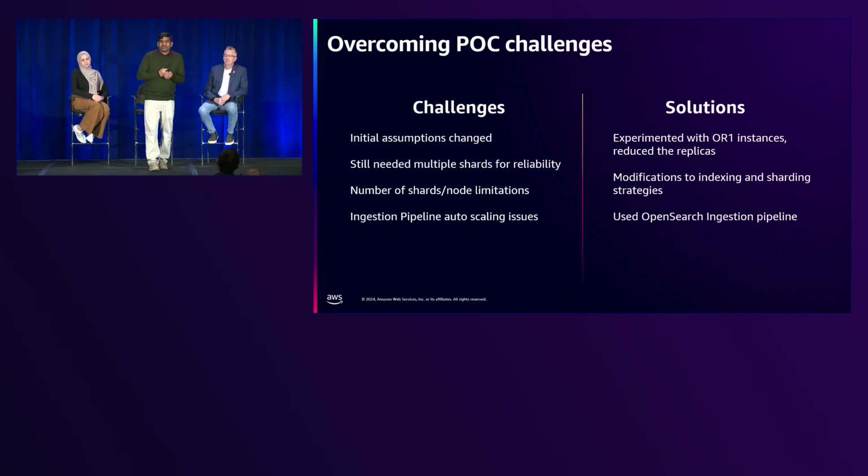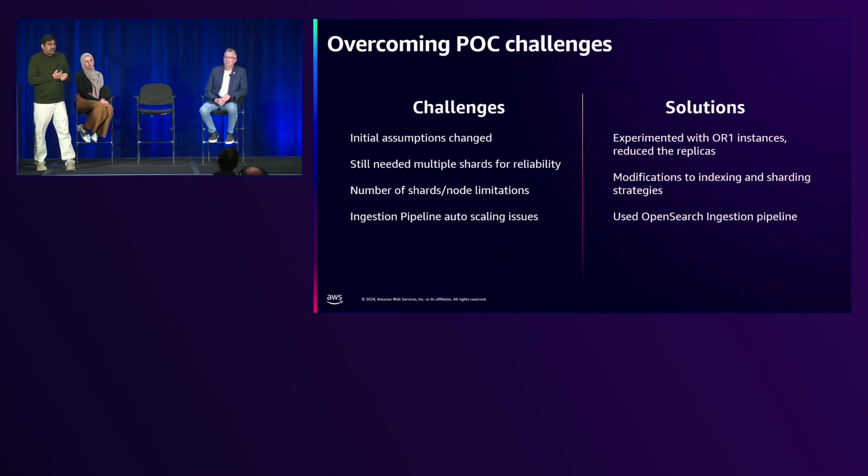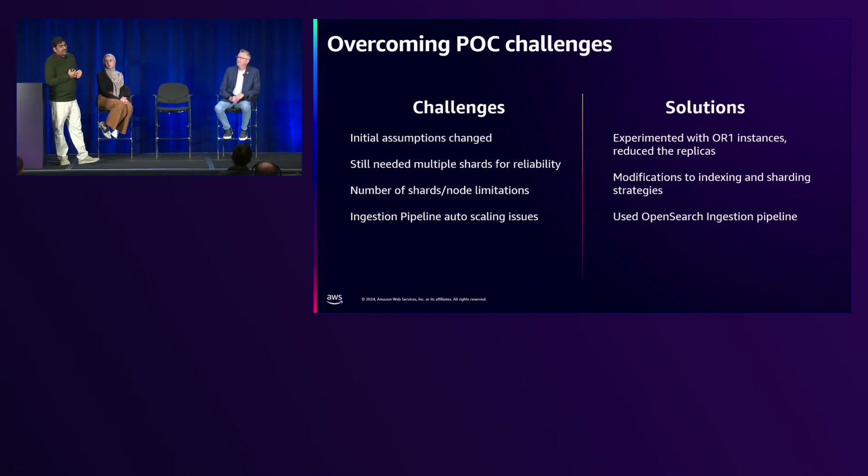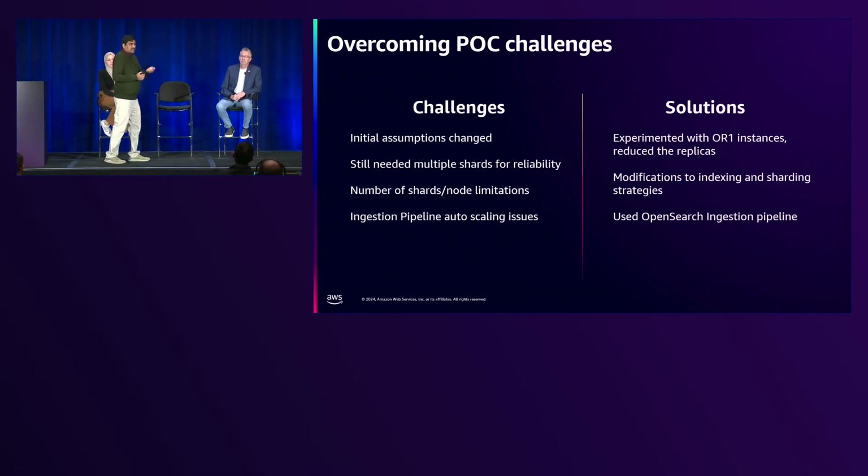That means we still need to use replicas. We need to have multiple shards for reliability, right? And then we re-architected our system such that we created many indexes so that we can search at a faster rate. However, we have hit the limit of the number of shards per node. As we have thousands of customers, we are split across multiple nodes, and we are creating a lot of shards.